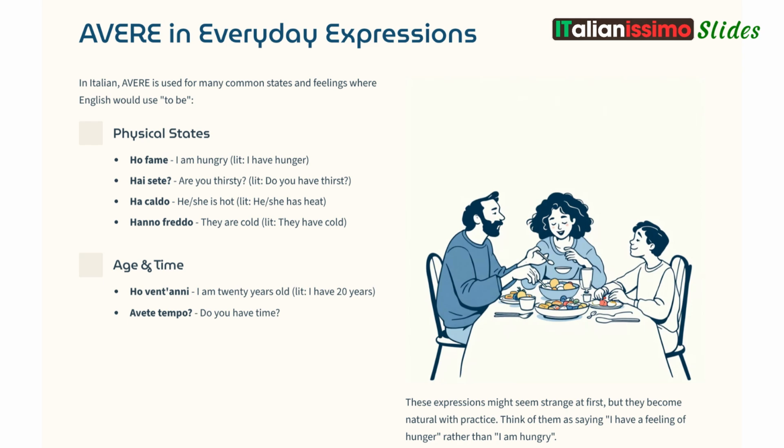Avere in everyday expressions. In Italian, avere is used for many common states and feelings where English would use to be. Physical states. Ho fame, I am hungry, literally, I have hunger. Hai sete, are you thirsty? Literally, do you have thirst? Ha caldo, he, she is hot, literally has heat. Hanno freddo, they are cold, literally have cold. Age and time. Ho 20 anni, I am 20 years old, literally I have 20 years. Avete tempo, do you have time? These expressions may feel strange at first, but become natural with practice.